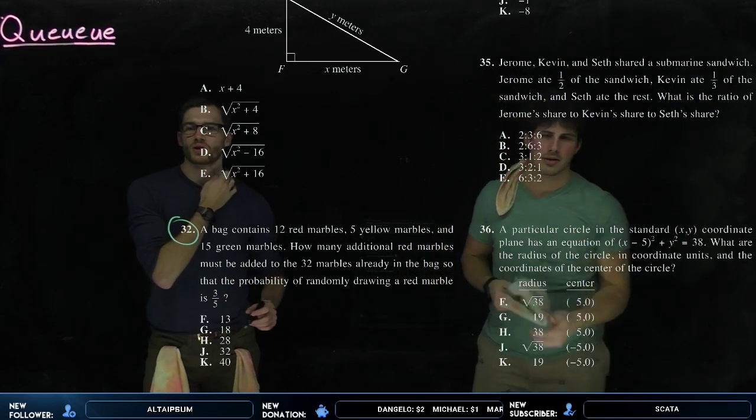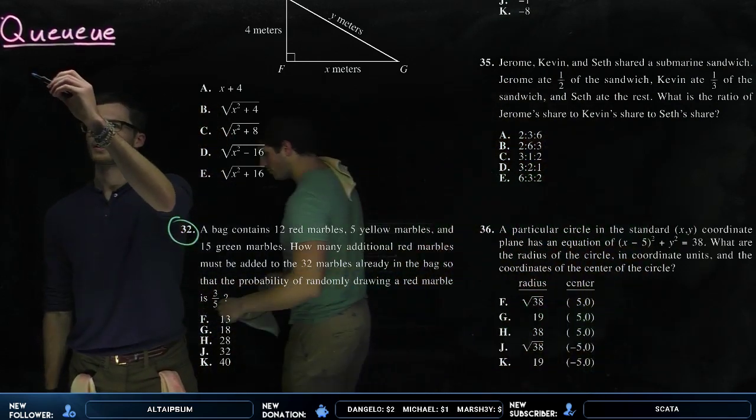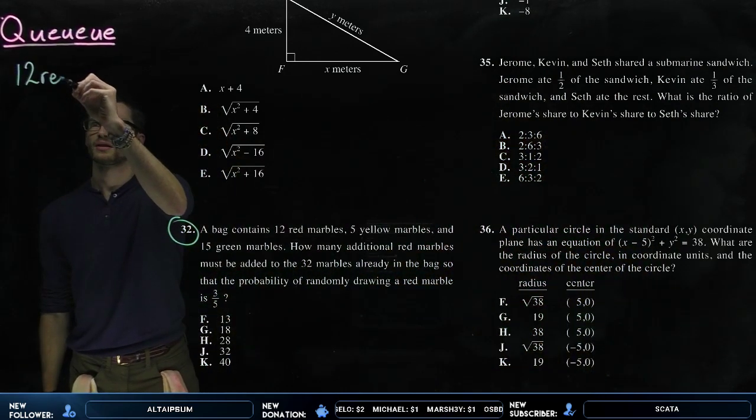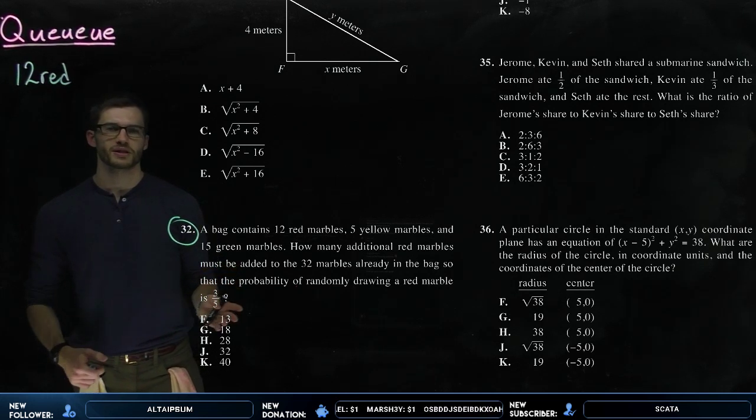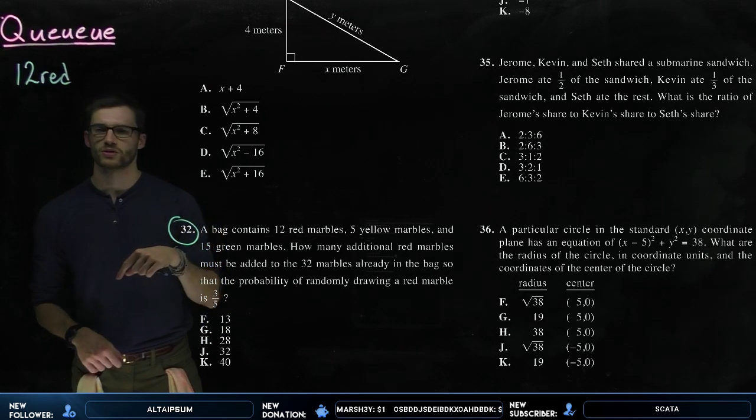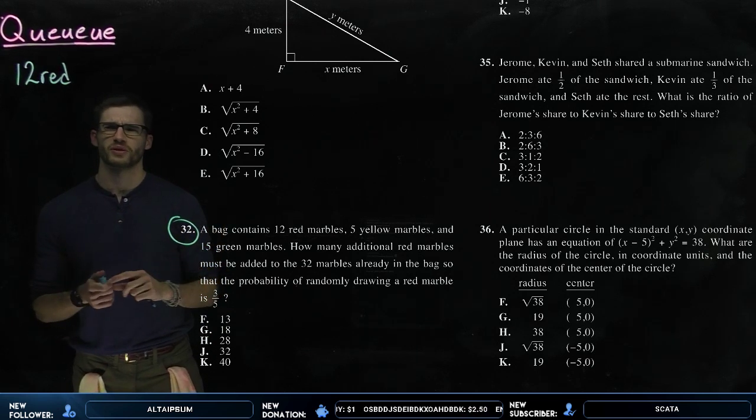Okay. So we have 12 red marbles. I'm going to write all these things up here. So 12 red. Also, this might be helpful, but also definitely ask your own questions. You can ask them in the chat or in the Discord down below.